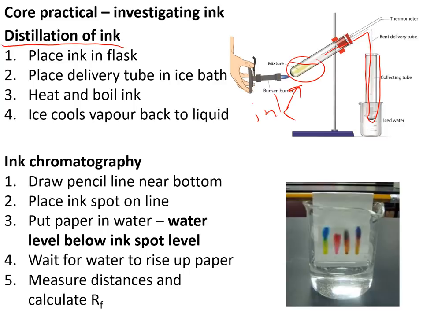We also did chromatography on some different coloured pens. So we drew a pencil line near the bottom, we placed an ink spot on the pencil line, we put the paper in some water, making sure the water was below the level of the ink spot. And then we waited for the water to rise up the paper, and we measured the distances that the ink spots travelled and calculated RFs. This is quite a messy practical. You don't get nice clear spots. If you look at that, you get something like these sort of big smudges, but it's still enough to see the basic principle. We can still see the colours separating out.